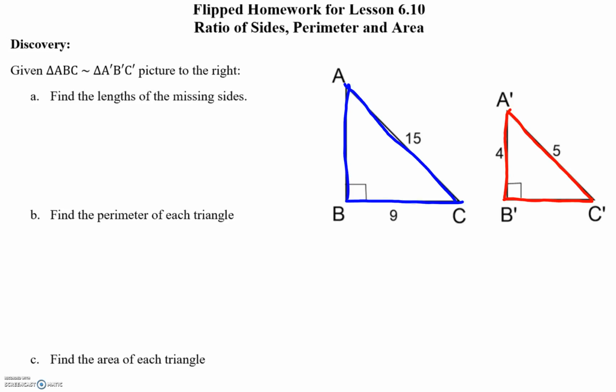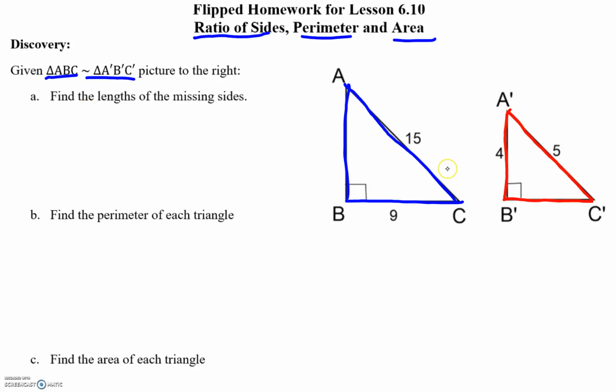Hi guys, today we're going to discover the ratio of sides, perimeter, and area, and the relationship that they have with each other. So, in our given, we have that ABC is similar to A prime, B prime, C prime in the picture to the right. For the first portion, we want to find the lengths of the missing sides.